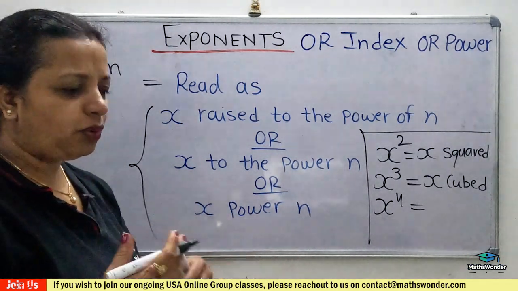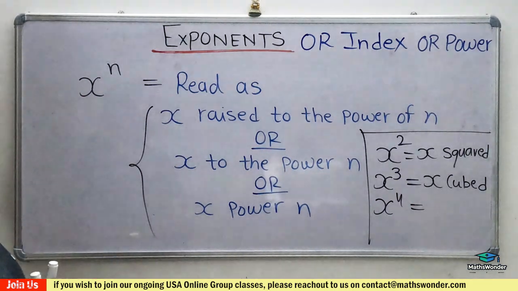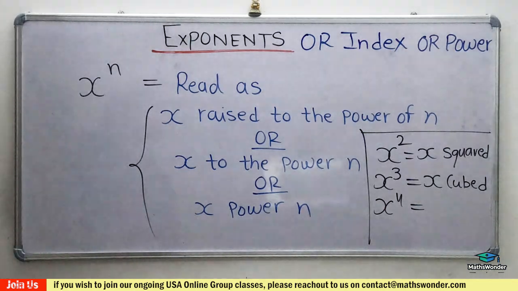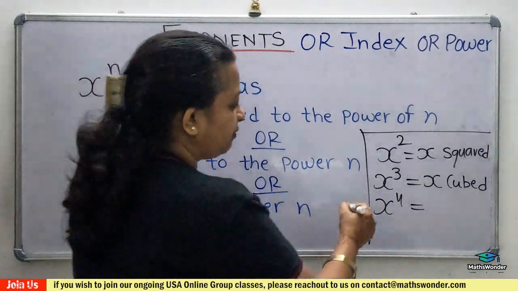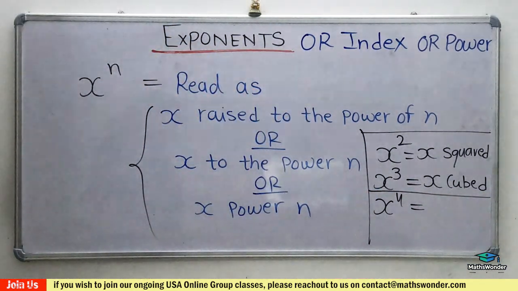For any other power, 4, 5, 10 or any power, you can read it in 3 ways: x raised to the power 4, x to the power 4, x power 4. And the same for 5, 6, 7, 100, whatever. But for square and cube, we have the other way also. So this is the basic term.